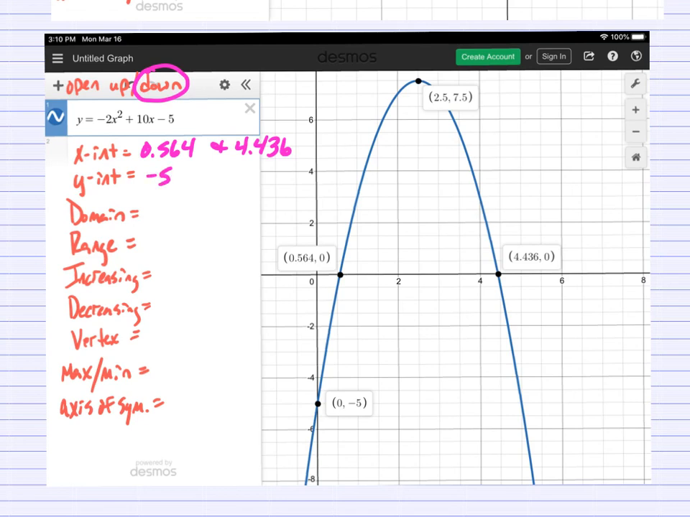The domain, again, does it ever stop going left or right? And the answer is no. And it covers all the numbers in between the left and the right. So this is all real numbers.